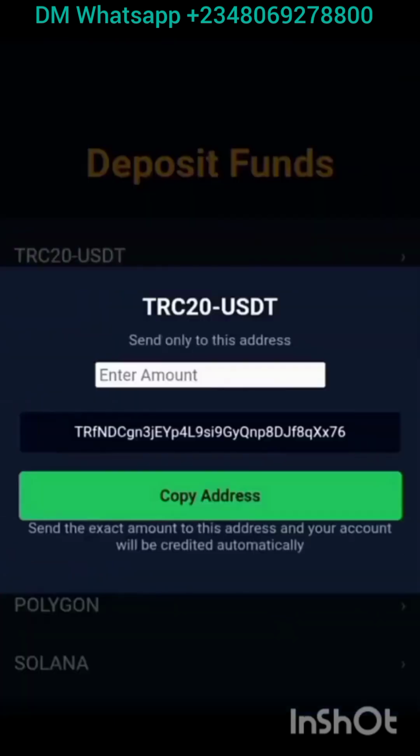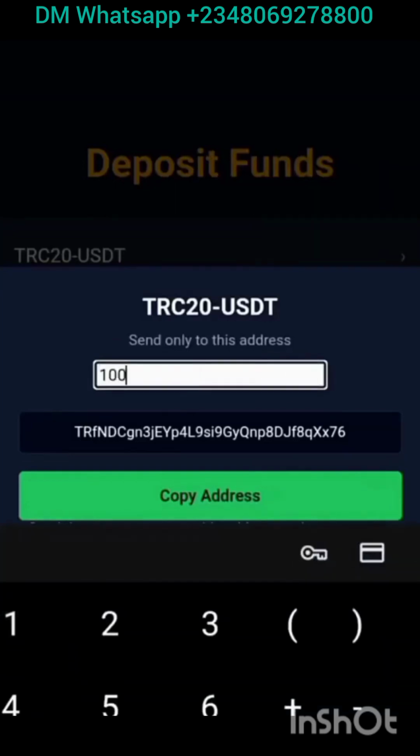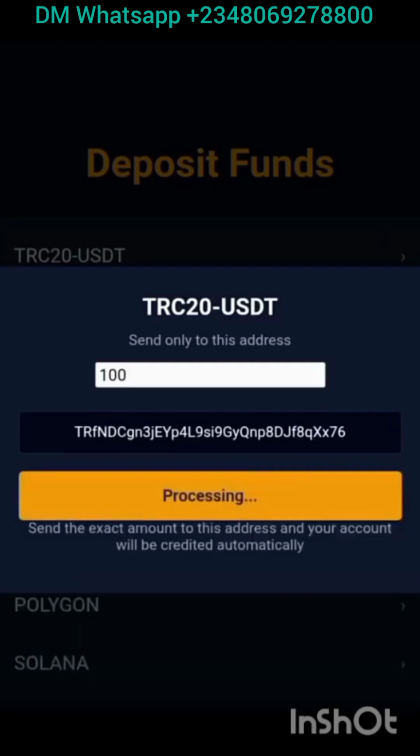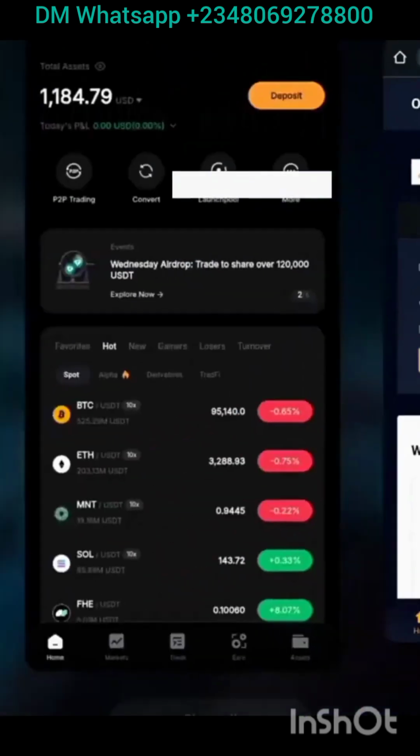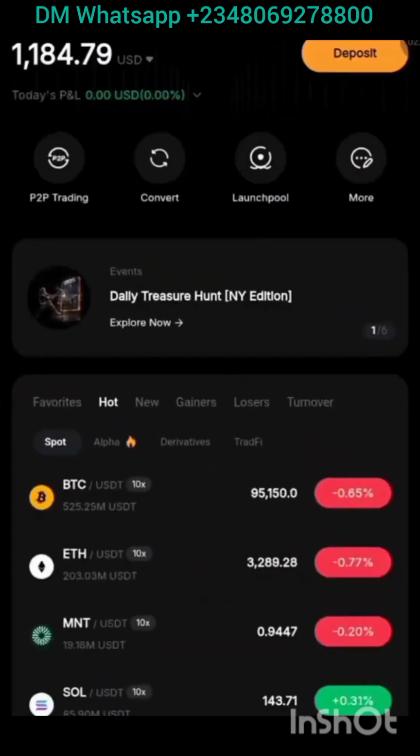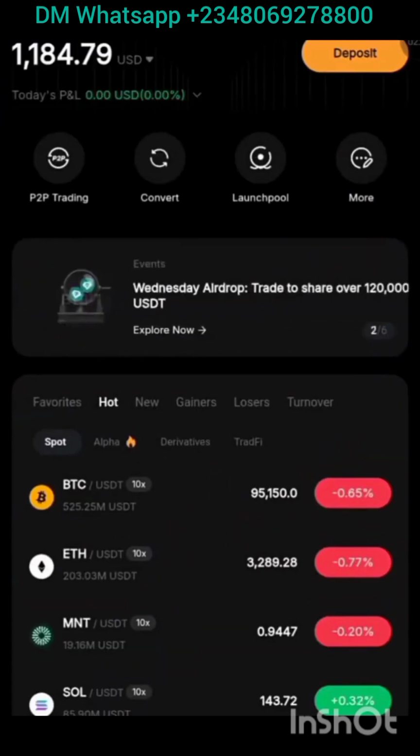You can see I already have 57 USDT, so I'm going to be adding an extra 100 USDT so we can perform this live and you can see how it's actually done. And at the end I'm going to make a withdrawal here, so you can see what I'm actually talking about. So now this is my Bybit. I'm going to make a withdrawal.